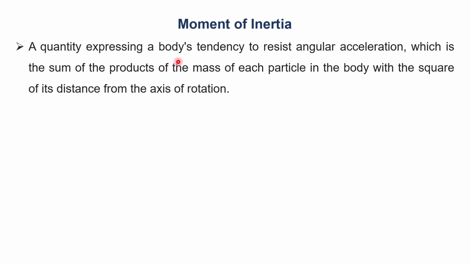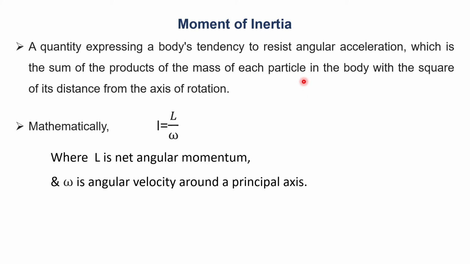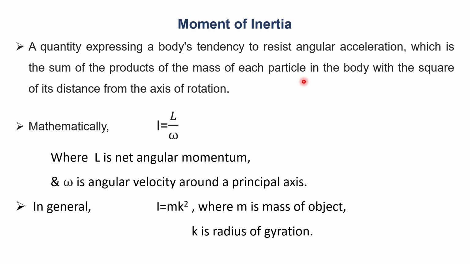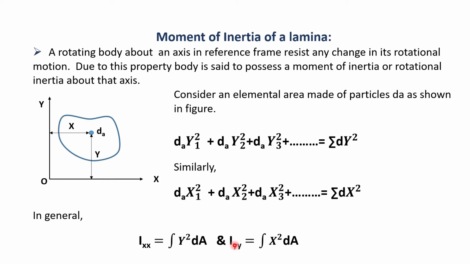It is a quantity expressing a body's tendency to resist angular acceleration, which is the sum of the product of the mass of each particle in the body with the square of its distance from the axis of rotation. Mathematically, it is nothing but the ratio of the net angular momentum to the angular velocity about a principal axis. In general, we write I is equal to mk square, where m is the mass of the object and k is the radius of gyration.